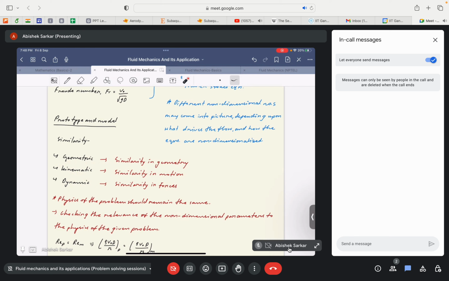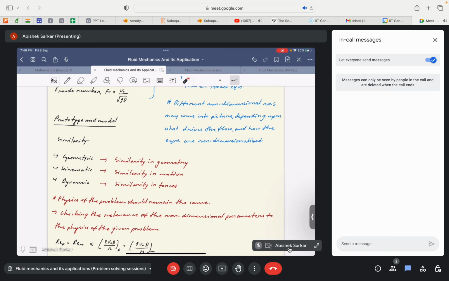So it can be that similarity is required, right? And we will see how that is achieved by solving some problems. And then finally we have dynamic similarity. As the name itself suggests, dynamic similarity usually means similarity in forces, right? So we will discuss it in a more detailed manner in the later portion of the session, but I hope you get an idea.